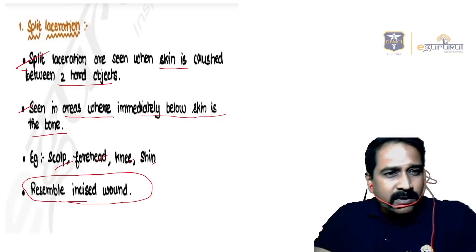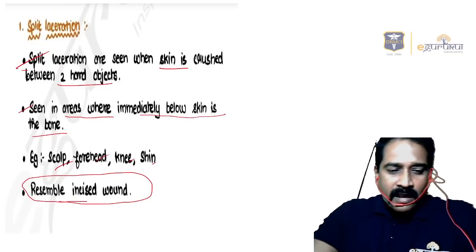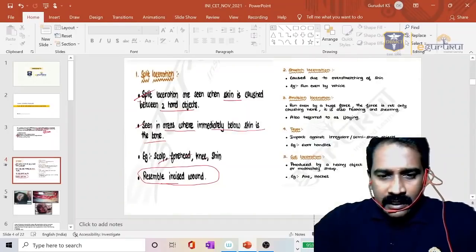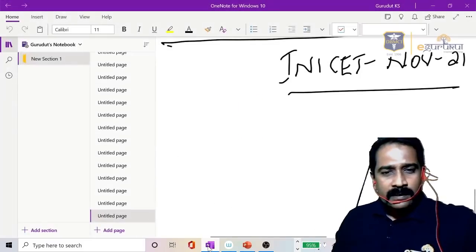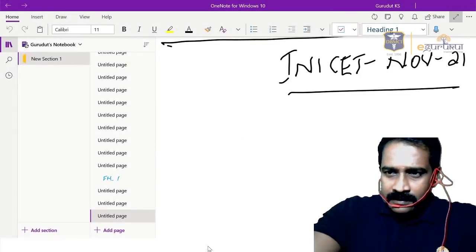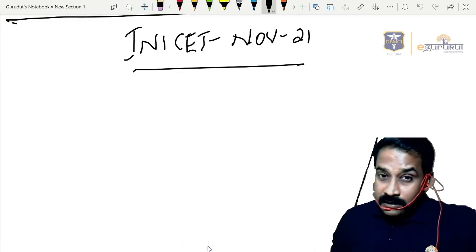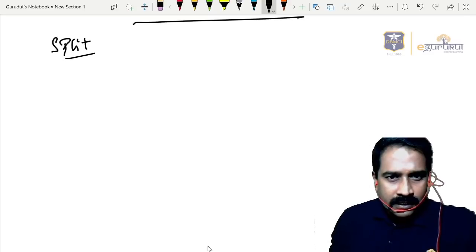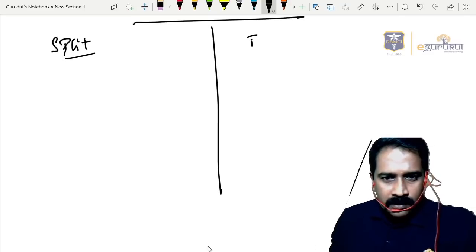What is the difference between the split laceration and the incised wound? I'll just take the help of a take note for that. The difference between split laceration and an incised wound is a repeated question for us, repeatedly asked.